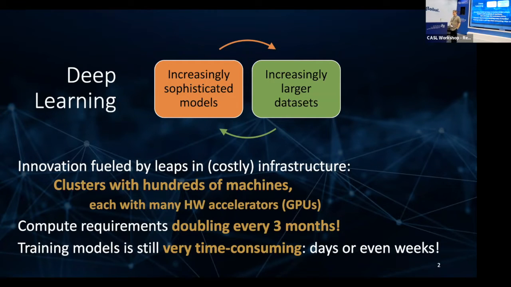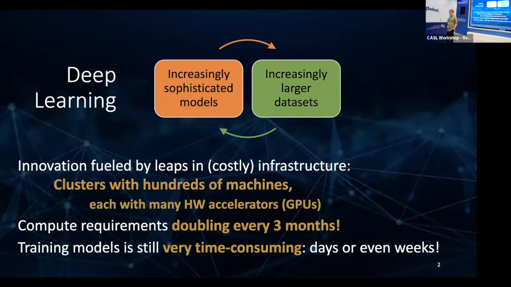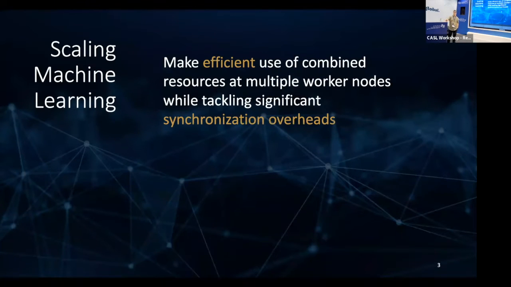OpenAI recently told us that they see the compute requirements for some of the largest models doubling every 3 months. So it's probably not so surprising to say that training these kinds of models can still be very time consuming, whether that is in days or weeks, energy consuming, and ultimately costly. So of course, to make machine learning more efficient, we want to help scale. There's a lot of interest in that. It's probably a billion-dollar-plus problem worth tackling.